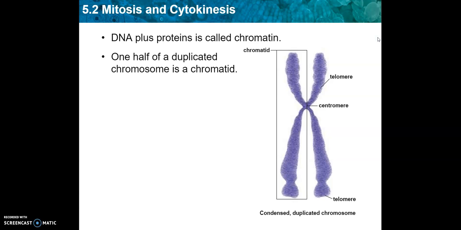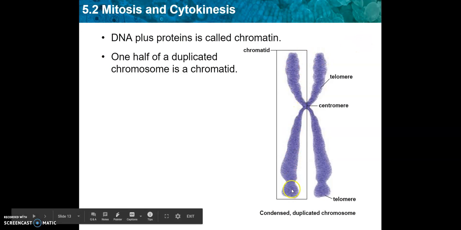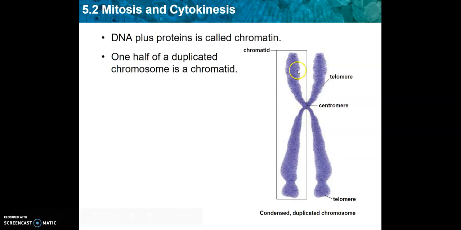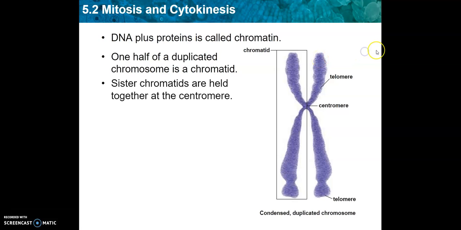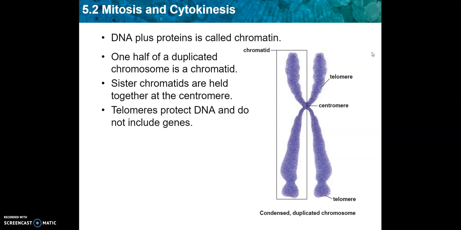Half of a duplicated chromosome is a chromatid. So this would be my original chromosome, and after it duplicates itself, it makes an identical copy of itself. Now I have 2 chromatids. We call those sister chromatids. They are identical in every way. The sister chromatids are held together at the center point, what we call the centromere. It's almost like a little Velcro dot holding it together. There are also some chemicals that hold them together throughout the length of the entire chromatid. We're not going to get too far into that.